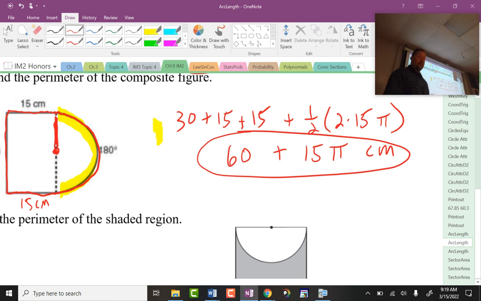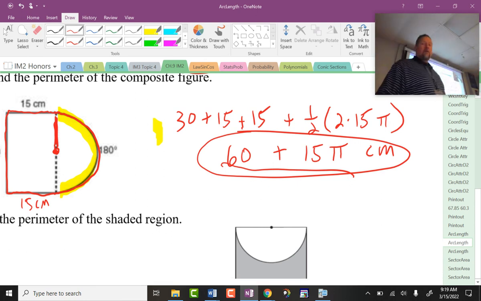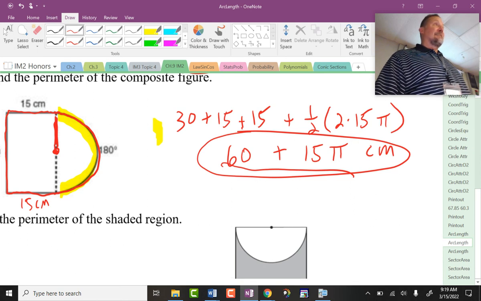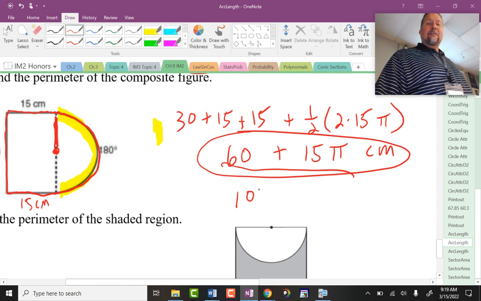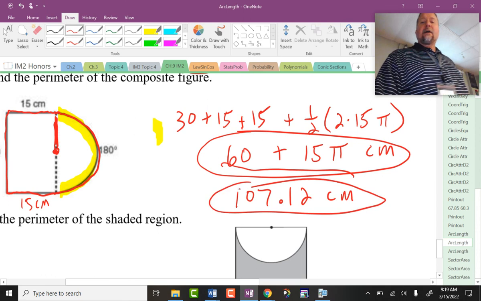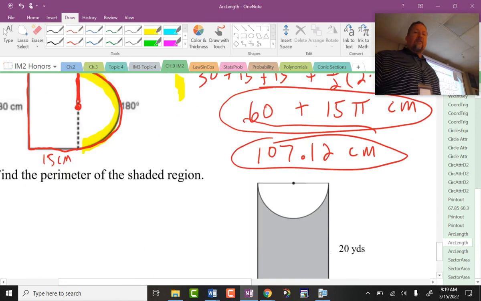Now, when you go to the calculator, you type this exactly as is, 60 plus 15 pi, press enter, and you get the decimal. What decimal do you get there when you type that? 15 times 3 is probably like 45, so 100, 108, 107. Is it 107? 107 what? Let's go 2 decimal places. And that would be actually centimeters, and then we could actually get a physical distance on that over there. And then one more thing.